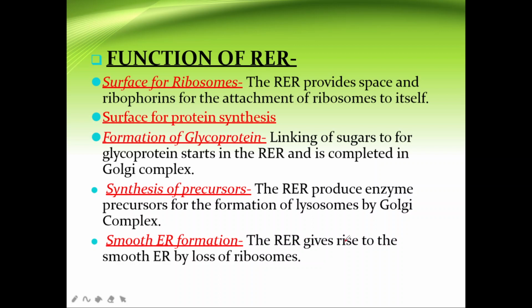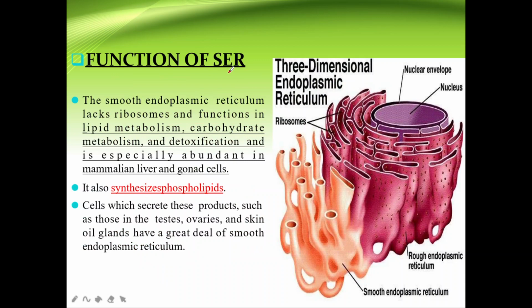Then smooth endoplasmic reticulum formation. The rough ER gives rise to the smooth ER by loss of ribosomes. As the ribosomes from the outermost surface of RER get removed, it gets converted into smooth ER. And functions of SER, that is smooth endoplasmic reticulum. The smooth endoplasmic reticulum lacks ribosomes and functions in lipid metabolism, carbohydrate metabolism and detoxification, and is especially abundant in mammalian liver and gonad cells. So, lipid metabolism, carbohydrate metabolism and detoxification are the functions of smooth ER.